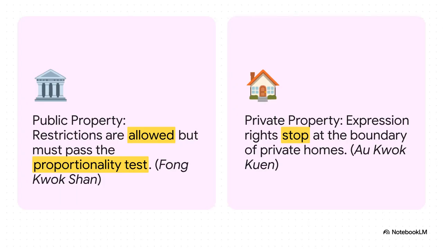Now, context isn't just about how you say something. It's also about where you say it. On public property, say inside the Legislative Council, your speech can be limited for reasons of order and decorum. But, and this is important, that limit still has to pass the whole 4-step proportionality test. But on private property, it's a different story. Your right to protest on someone's lawn pretty much ends where their property rights begin.